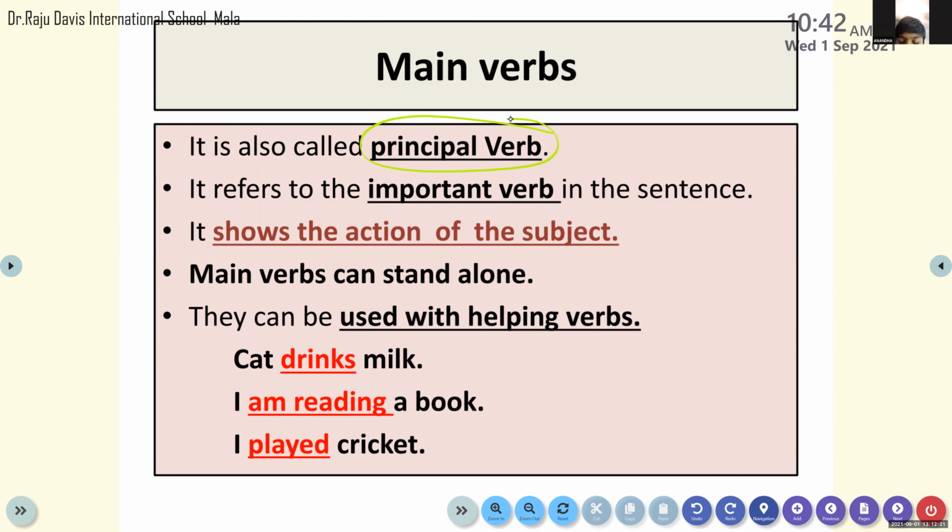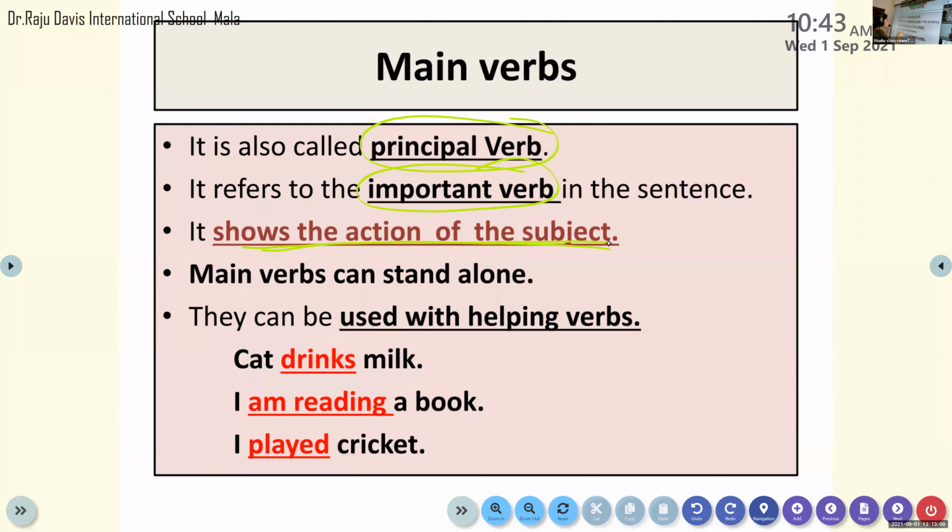Principal is one of the supreme authorities of the school, right? So principal verb means it is one of the important verbs, or which shows the exact time of action in the sentence, right? So it shows the action of the subject. Remember, a verb is used for showing the action of the subject and at what time. Whether the action is continuing, whether the action is completed, whether the action has any relevance in the present or it has happened already in the past, everything can be understood only by looking at the verb.